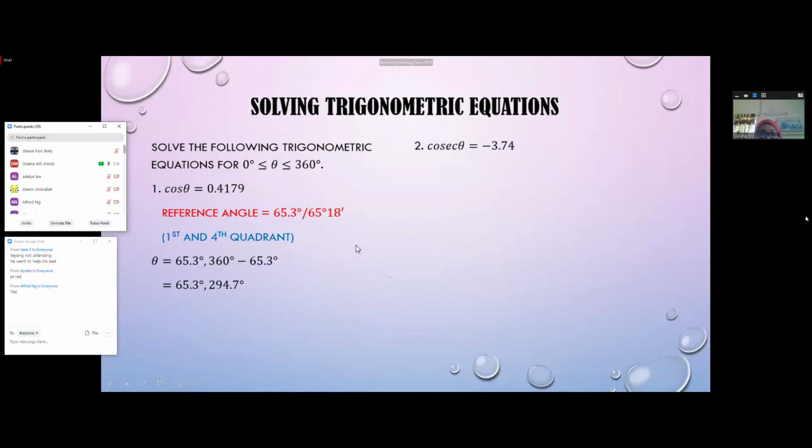Second question. Cosecant theta. Remember, what is cosec? It is 1 over sine.